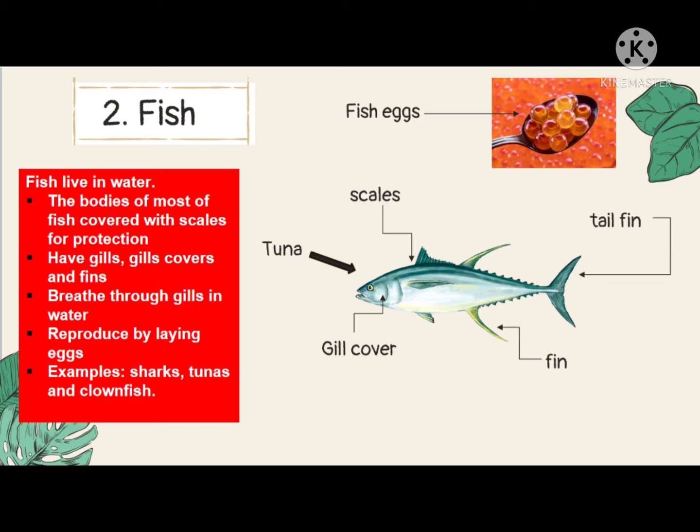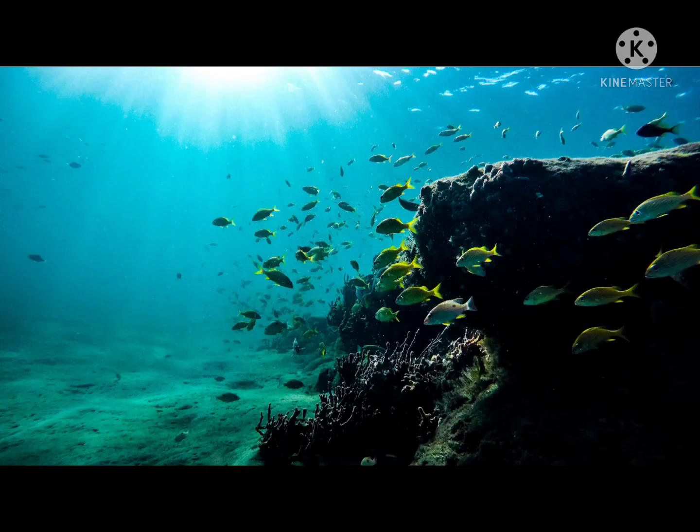Thinking time. Why can fish not live on land? Who can answer it? Yeah, because it has gills to breathe in oxygen and not lungs. To breathe in oxygen on land, lungs are required.